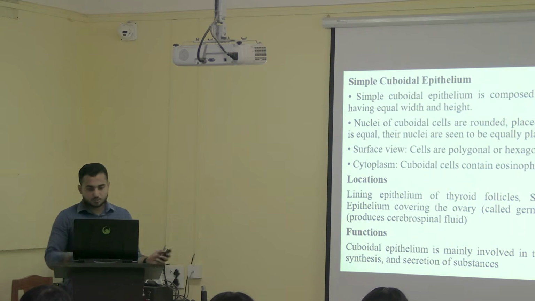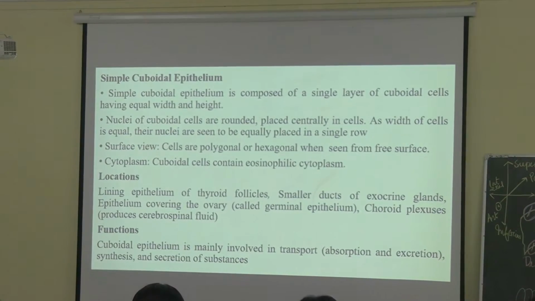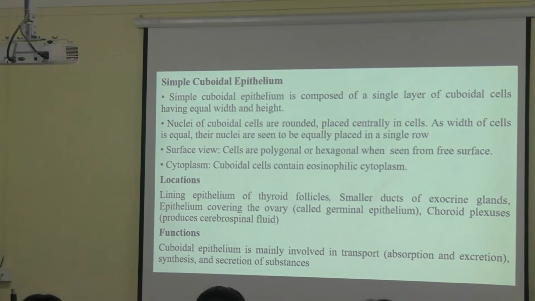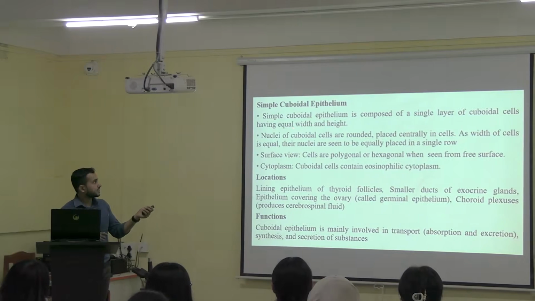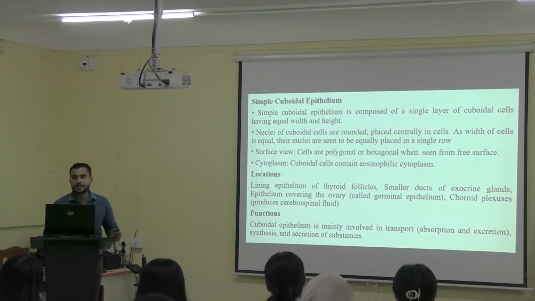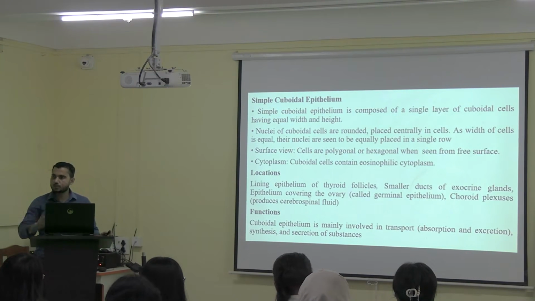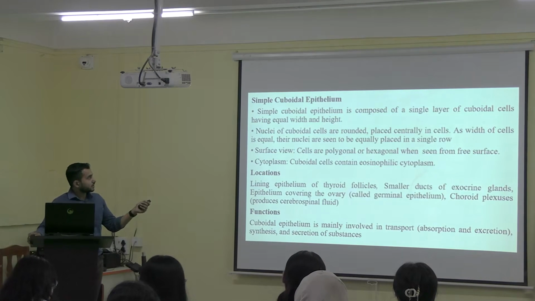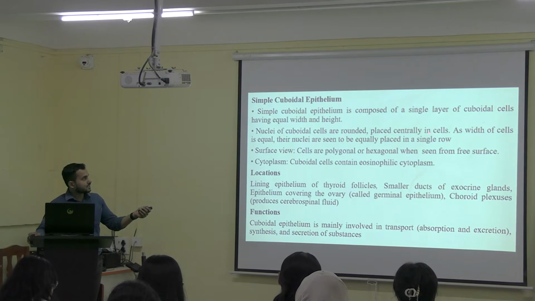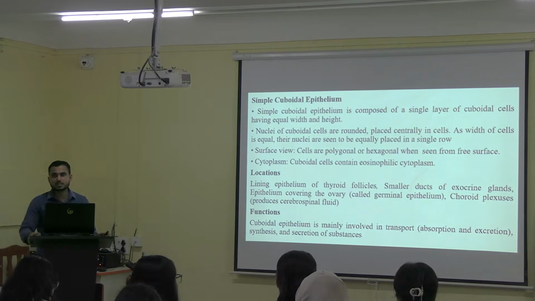Okay. Next, simple cuboidal epithelium. As the name suggests, cuboidal epithelium is composed of a single layer of cube-shaped cells, where the height and the width of the cells are almost equal. Next, if you see the nucleus, it is centrally placed. The nuclei of the cuboidal cells are rounded and placed at the center of the cell, as the width and the height of the cells are almost equal.